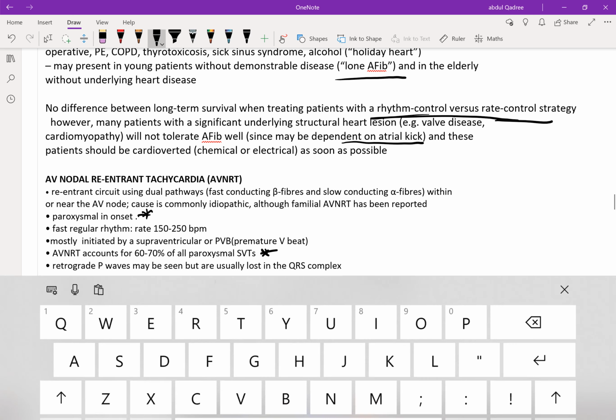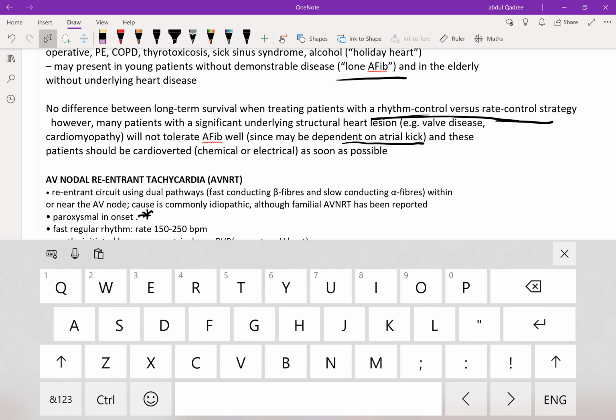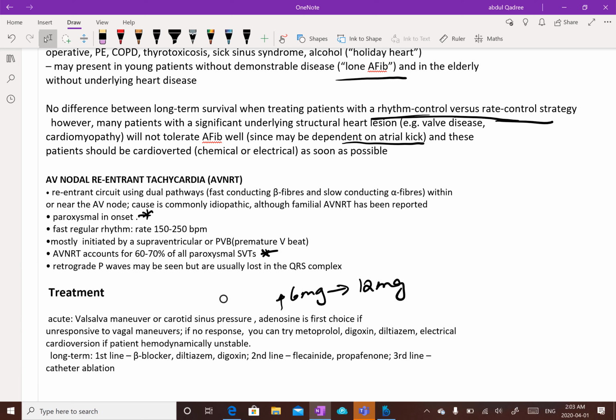If patients are very unstable, then of course you're going to cardiovert them. In the long term, beta blockers, diltiazem, digoxin; second line flecainide, propafenone; and third line catheter ablation. A lot of the time the patients are referred for catheter ablation, and it has been shown to be very successful in this patient population.